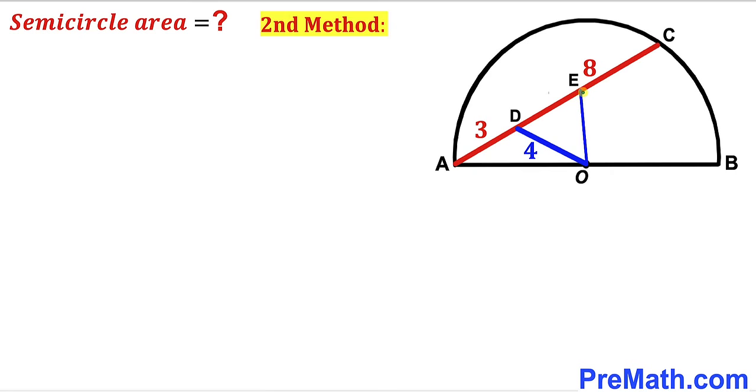Here I have added an auxiliary line OE such that this OD length equals this OE length. In other words, if this segment length is 4, then this OE length has got to be 4 units as well.